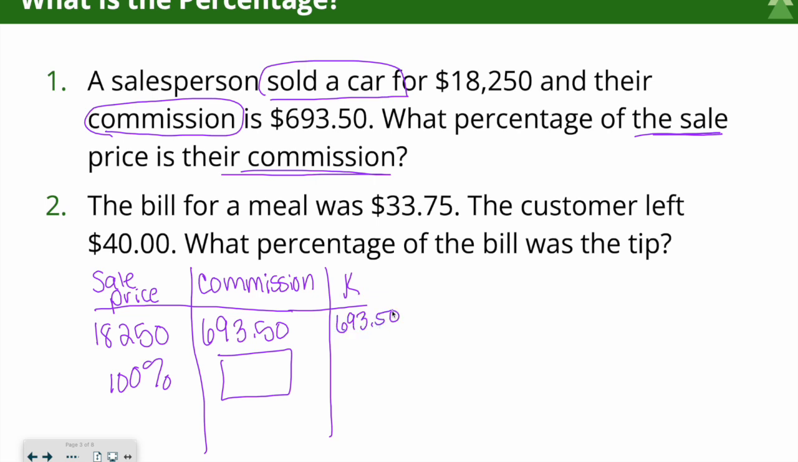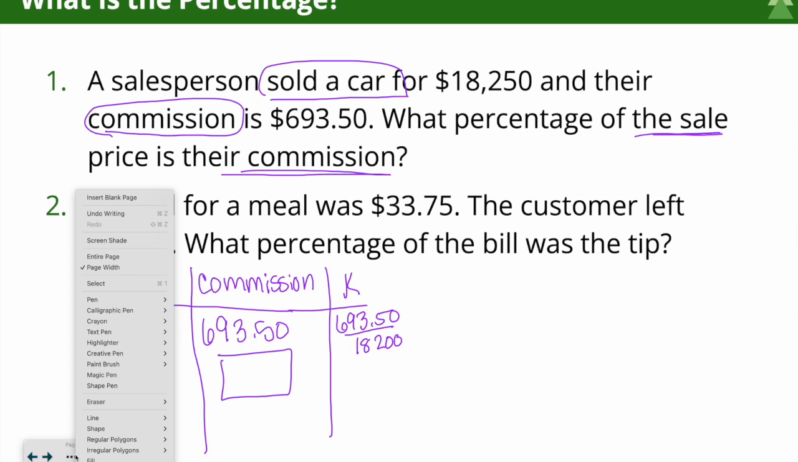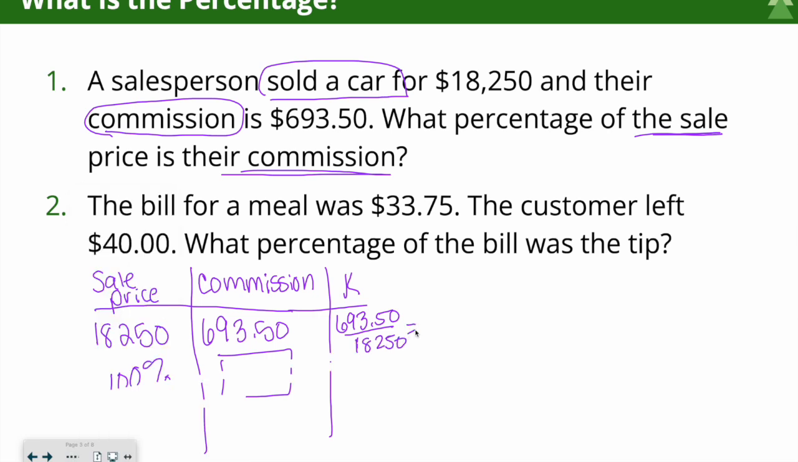So we do $693.50 divided by 18,250. And we end up with a constant of proportionality of 0.038. So to go from 100%, we need to multiply by 0.038, and we get 3.8. So the commission is 3.8% of the selling price.